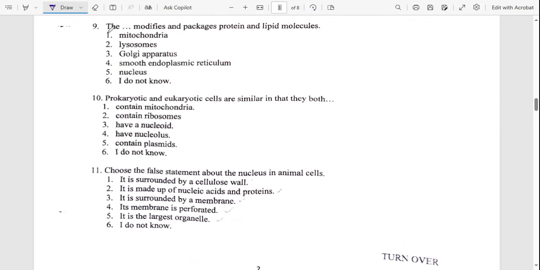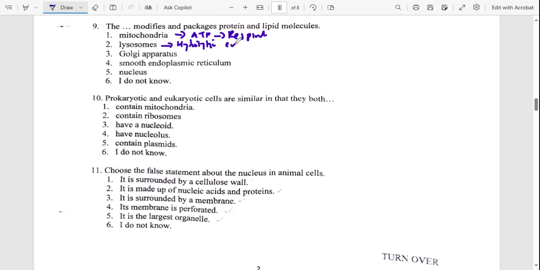Excellent. Okay. So number 9 is saying the dash modifies and packages protein and lipid molecules. Mitochondria, lysosomes, Golgi apparatus, smooth endoplasmic reticulum, nucleus. Now the mitochondria is the powerhouse. It's involved in what we call aerobic respiration. Okay, so this one is for ATP production. It is involved in respiration. And then a lysosome, these ones contain what we call hydrolytic enzymes.